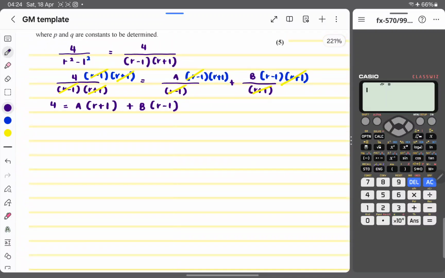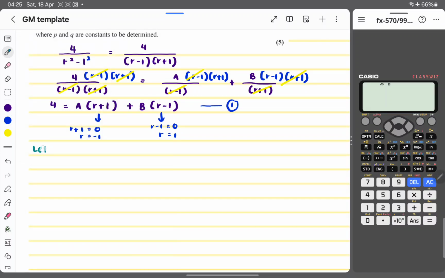Next, we need to find two values of r that we can substitute into equation 1 so that we can find the values of a and b. Let's begin by finding each root. r plus 1 equals 0, that means r equals negative 1. r minus 1 equals 0, that means r equals 1. These two values should be substituted into this equation.